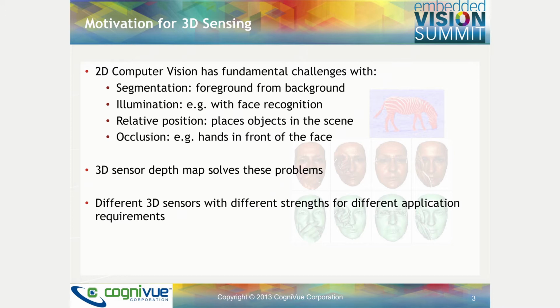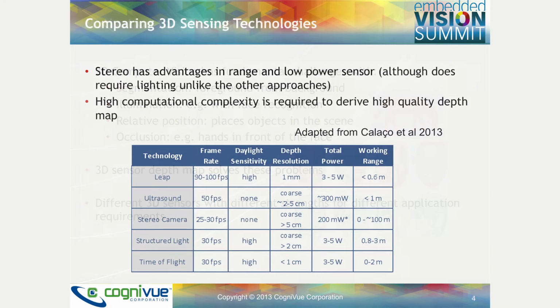And occlusion, such as hands in front of the face, is an example where occlusion makes it difficult for a 2D computer vision approach. So as I said, 3D sensors do away with most of that and make it easier for us to determine what's going on in that scene. Now, there are different kinds of 3D sensor technologies, and we'll look at what those different things are and what potential advantages there might be for different applications. This is something that I extracted from Calacio, I'm not sure if I'm pronouncing that correctly, 2013, who was comparing different kinds of 3D sensors.